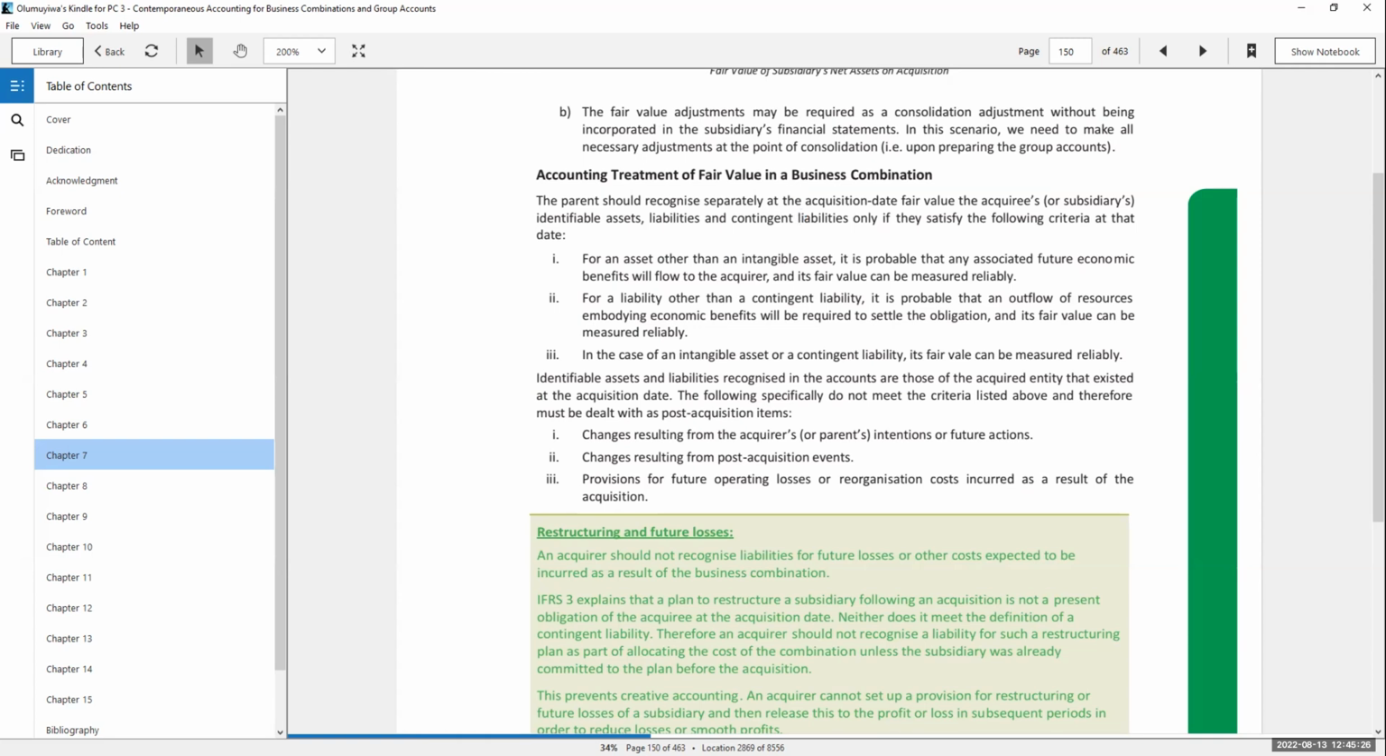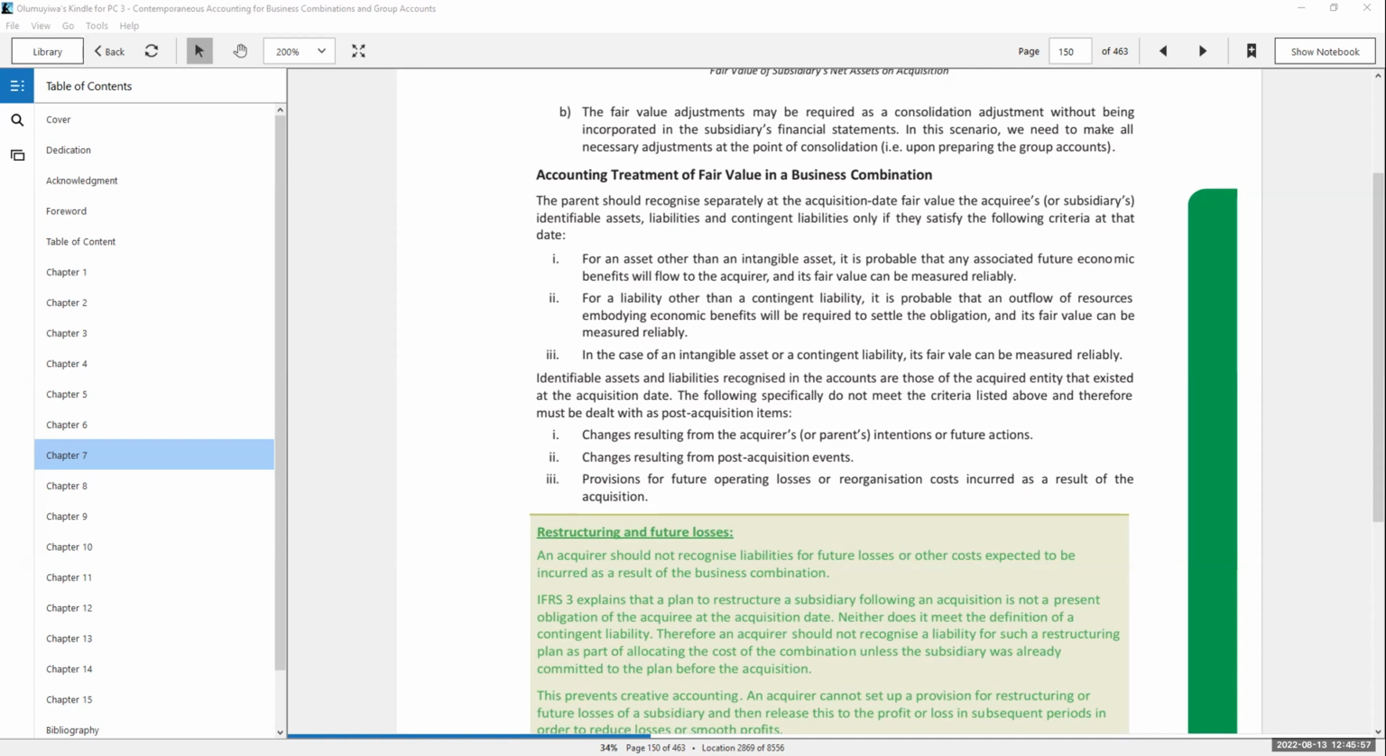Okay, B, the fair value adjustment may be required as a consolidation adjustment without being incorporated in the subsidiary's financial statements. In this scenario, we need to make the necessary adjustments at the point of consolidation, that is, upon preparing the group accounts. Accounting treatment of fair value in a business combination.